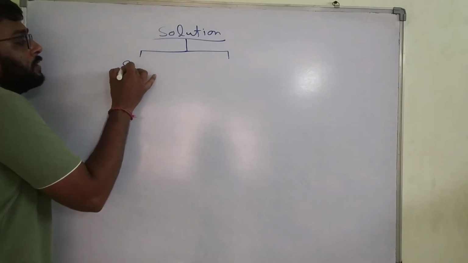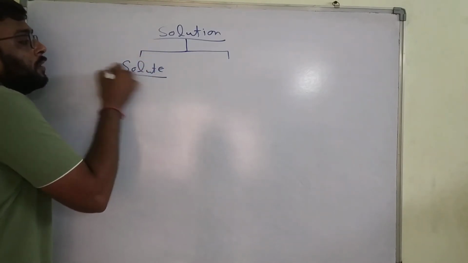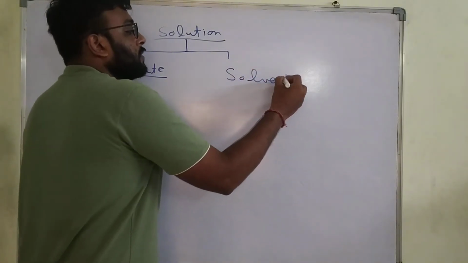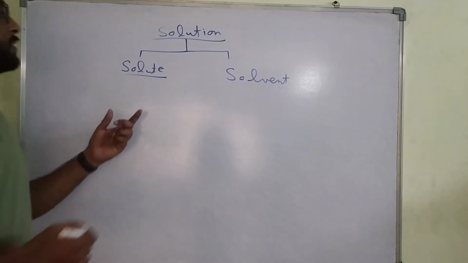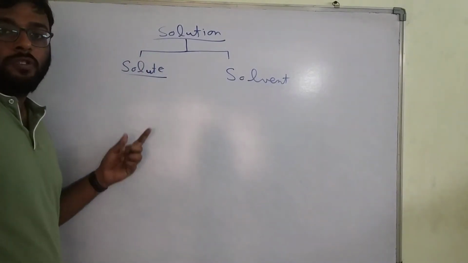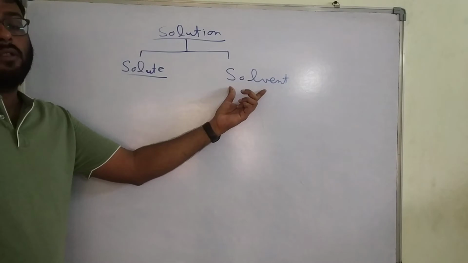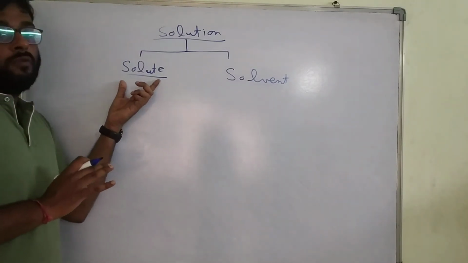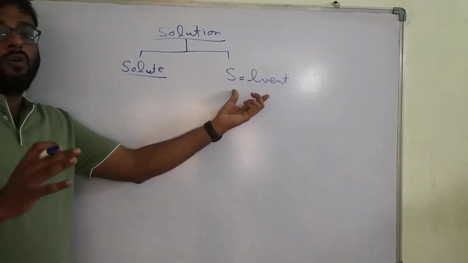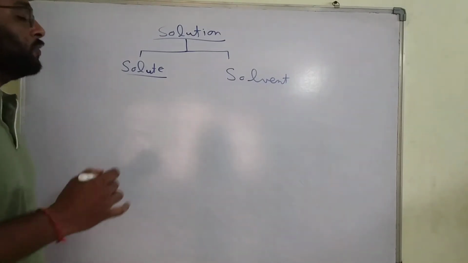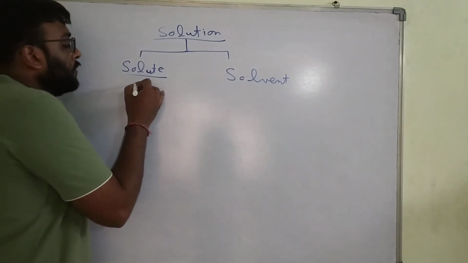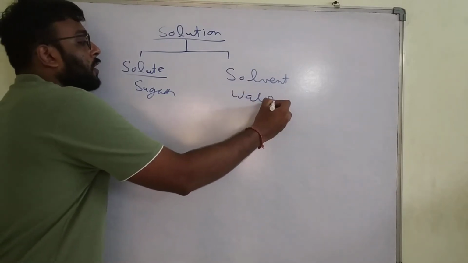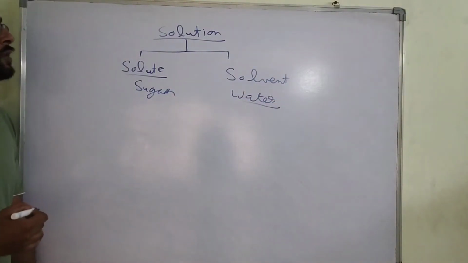As you know, one is solute, and the other one is a solvent. The solute dissolves in the solvent, and the solvent is the one that dissolves the solute. Suppose I am taking the example of this: I dissolve sugar in water. So water is a solvent over here, and sugar is a solute over here.